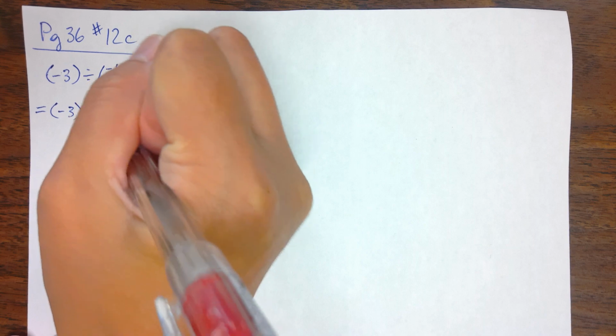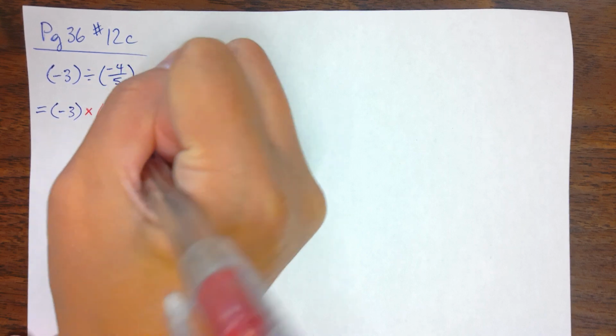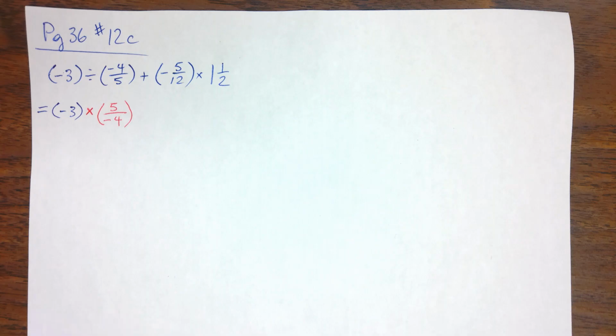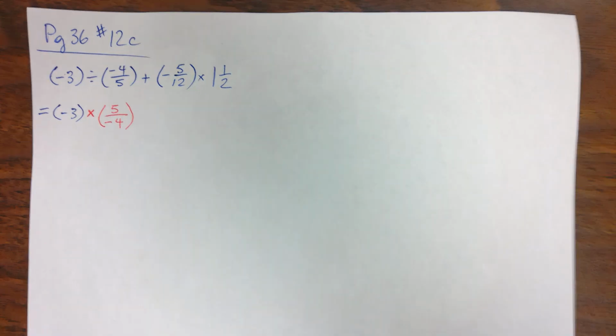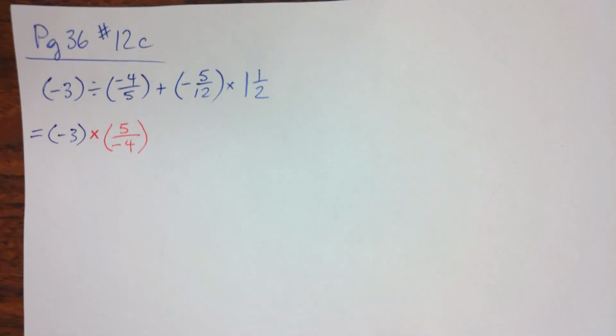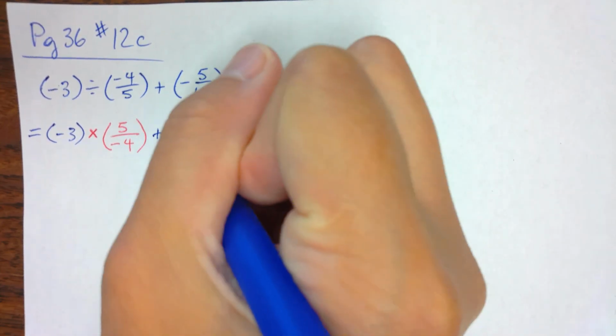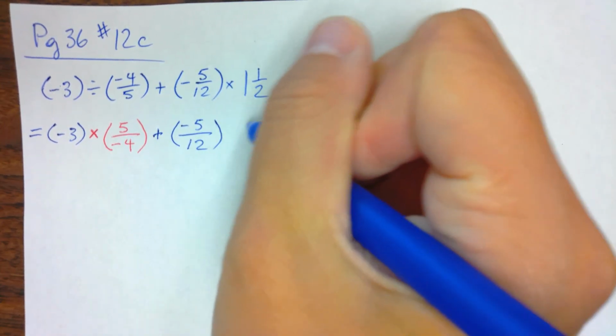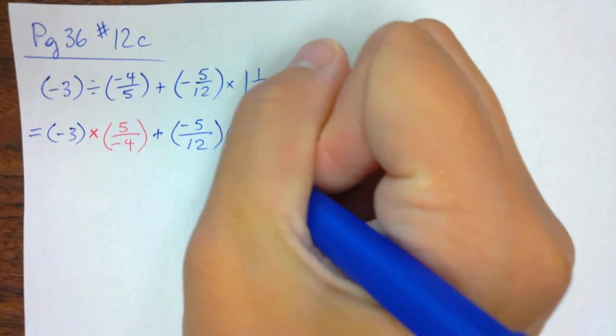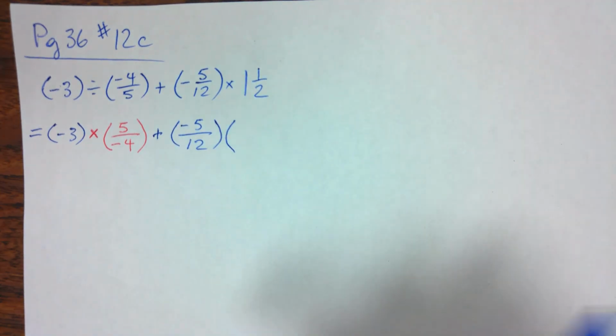So I could do 5 over -4. Again, doesn't matter where you put that negative. It could be on the top, on the bottom, on the side. Doesn't matter. Okay. And then I'm just gonna write down the rest of it. You don't have to show every single step.